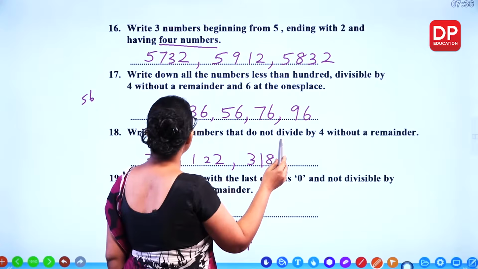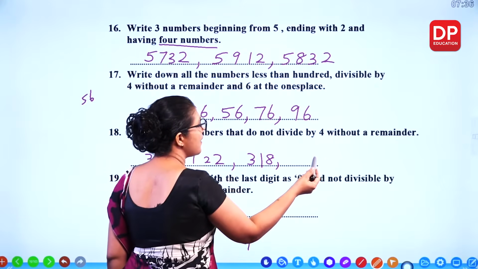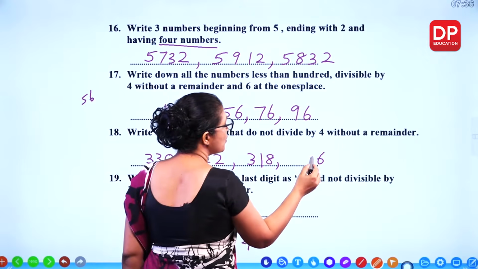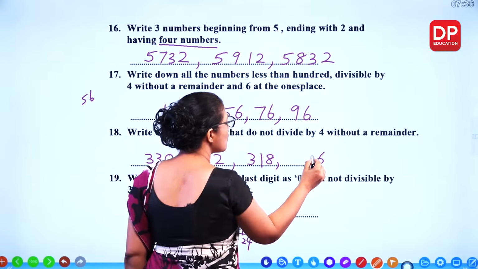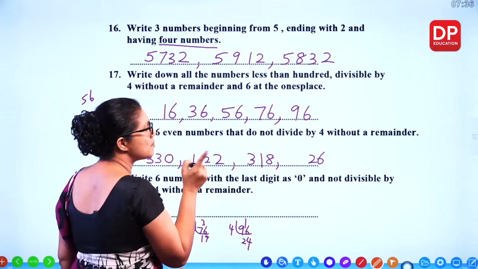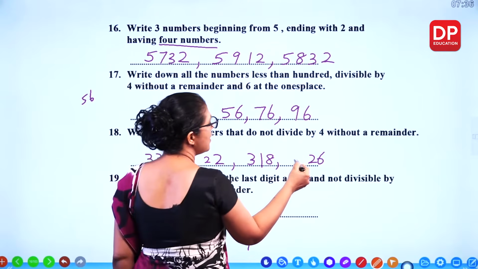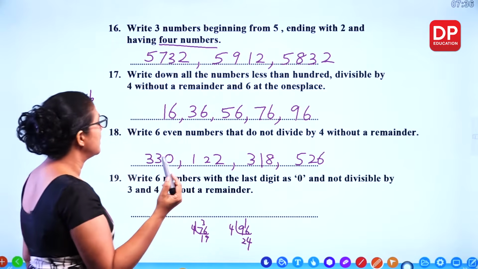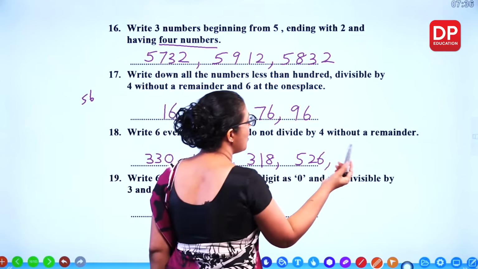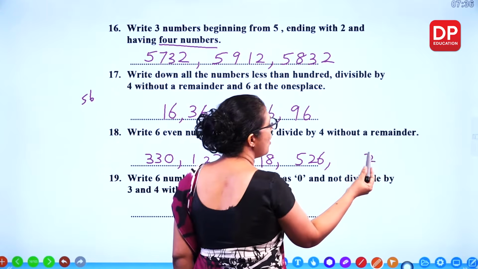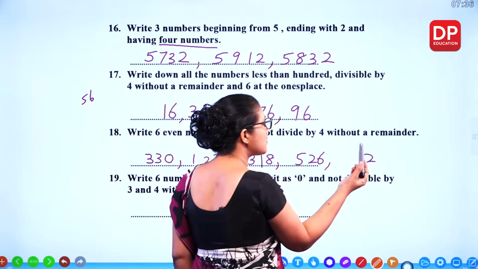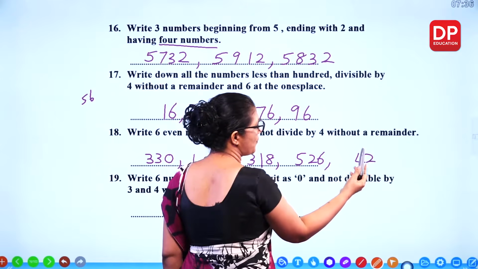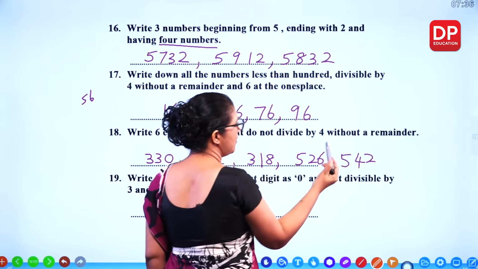So you are asked to write 6 even numbers. Another even number, you can put 6. But if you put 26, it is not divisible by 4. And then here you can put any number, 526. That's 1, 2, 3, 4. Another one, 2, and 32 is divisible. 42, it's not divisible by 4. So put any number here.